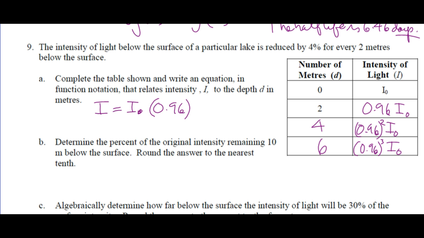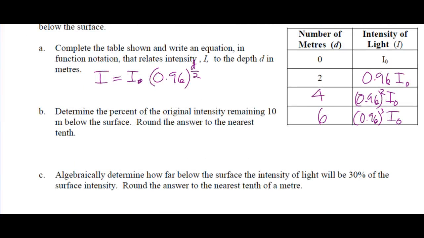And what are we going to do to D? If I put a D here for depth, how am I going to modify it so it fits this? Divide by 2. D over 2 gives us 1 when D is 2, D over 2 gives us 2 when D is 4, and 6 over 2 gives 3. So we divide by 2, which tells us how many times. Every 2 meters, so if you're 10 meters down, you'll have gone through 5 levels of reduction of 4%.